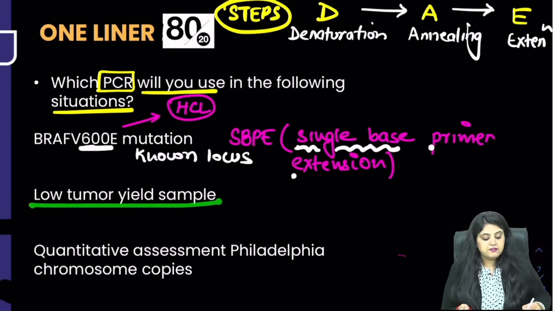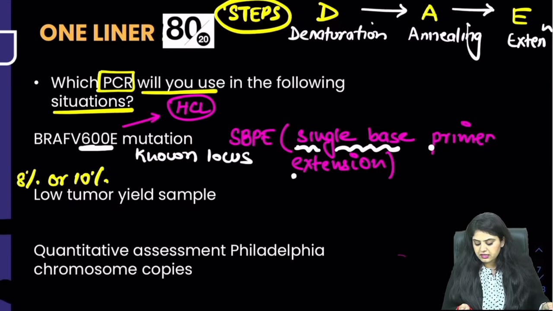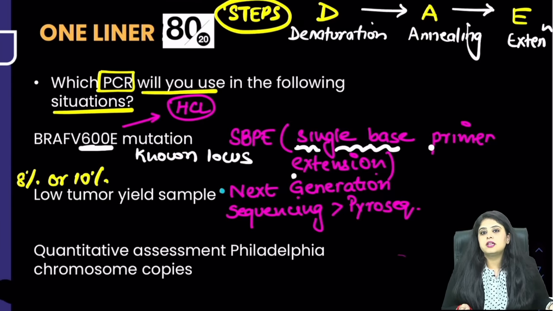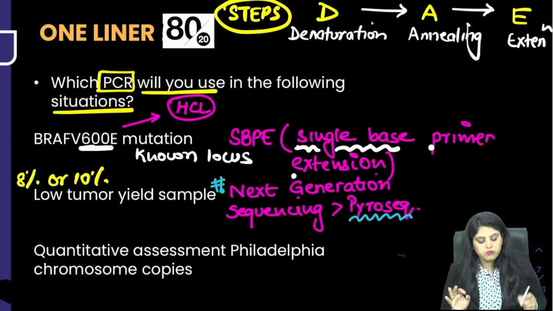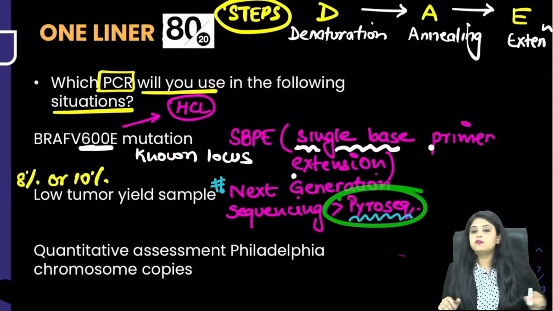You know the answer. Next, if the sample is very small, they'll say cancer cells are only 8% or 10% of cells. What are you going to use? Everyone started answering. Very good. That is the answer that I was expecting. You will have to look out for the options here. Look at this, guys. If they have written next generation sequencing, that is much, much better than a regular PCR. Always select NGS, next generation sequencing. But if that's not mentioned in the options, then you will mention pyrosequencing. So look at your options. If NGS is mentioned, NGS over anything on this planet is what you're gonna mark over PCR. But if that's not mentioned, then you go for pyrosequencing.